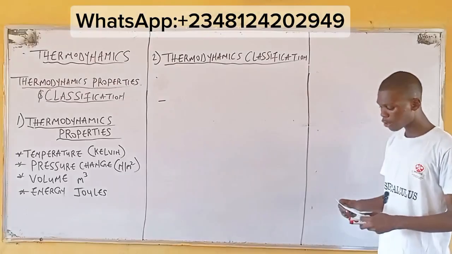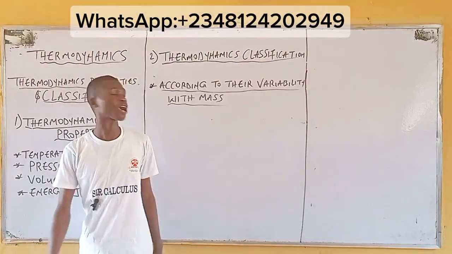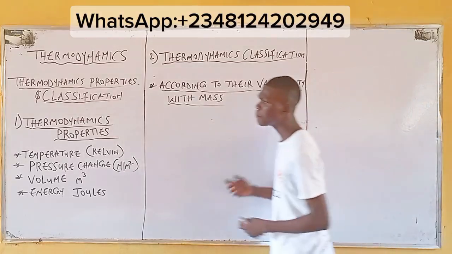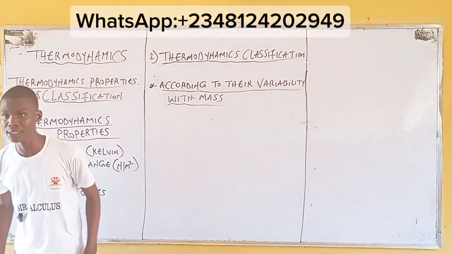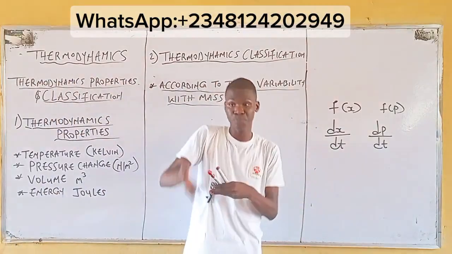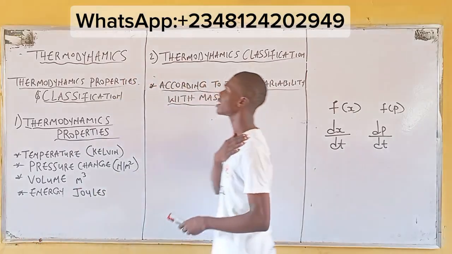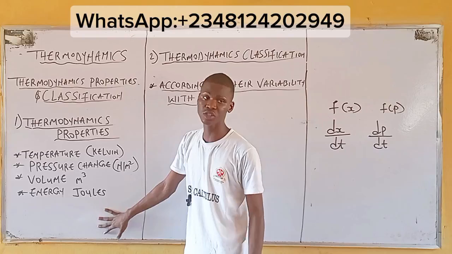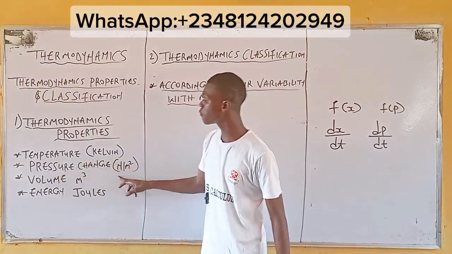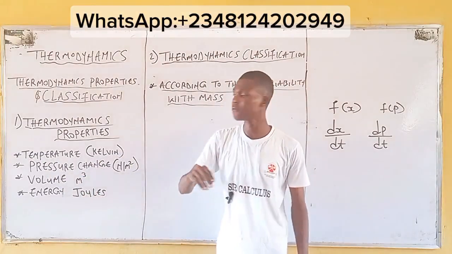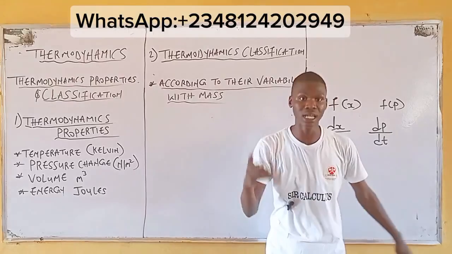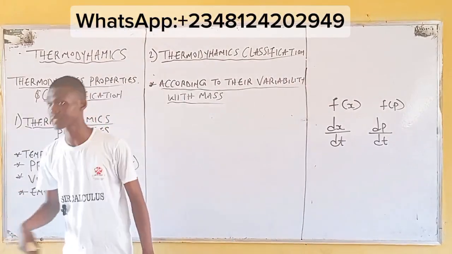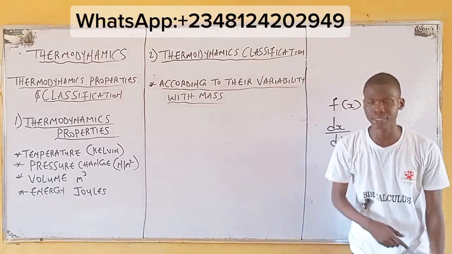The first classification is according to their variability with mass. Meaning a particular parameter is with respect to mass, a particular function changing with respect to another function. Now, according to their variability with mass, this applies to the thermodynamic properties: temperature, pressure, volume, and energy. We now have two types of classification. The first one is when it is not changing with mass, while the second one is when it is changing with mass.